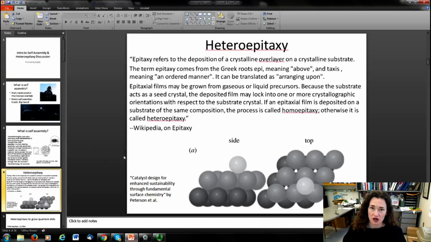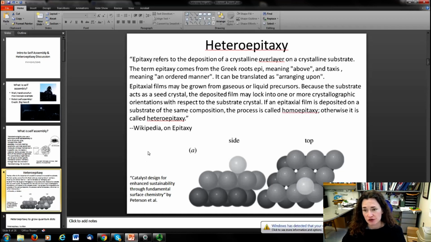So if you remember, we talked about epitaxy, or specifically molecular beam epitaxy, in a different lecture. Epitaxy refers to the deposition of a crystalline overlayer on a crystalline substrate, so it's solid on solid. The term epitaxy comes from the Greek root epi, which means above, and taxis, which means an ordered manner, and it can be translated as arranging upon. Epitaxial films can be grown from gaseous or liquid precursors. Because the substrate acts as a seed crystal, the film that gets deposited in the overlayer may lock into one or more crystallographic orientations with respect to the substrate crystal.